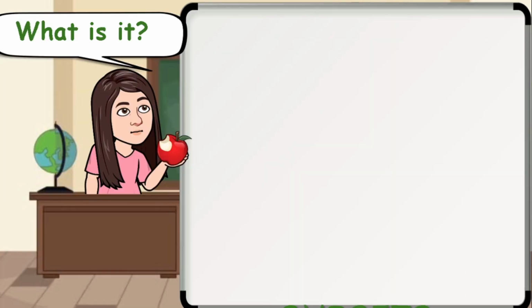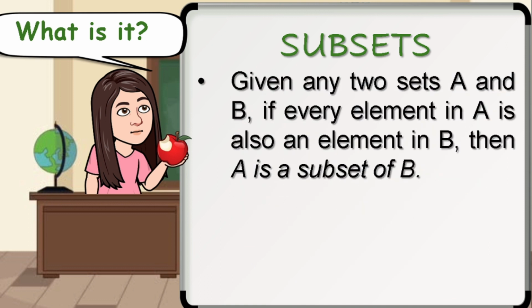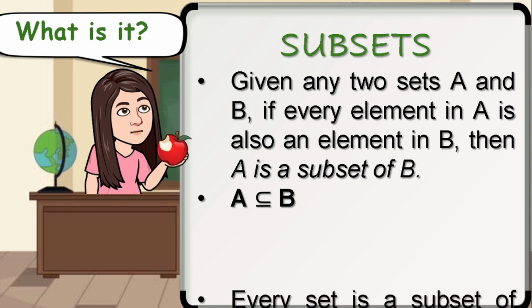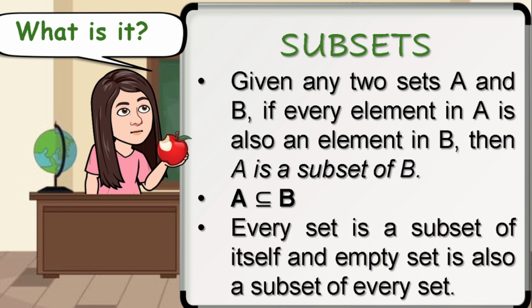Let's talk about subsets. Given any two sets A and B, if every element in A is also an element in B, then A is a subset of B. Take a look at this symbol. This symbol is read as A is a subset of B. Note that every set is a subset of itself and the empty set is also a subset of every set.